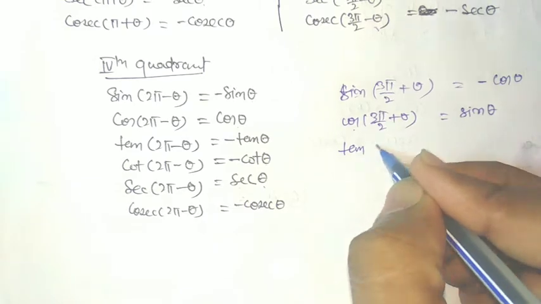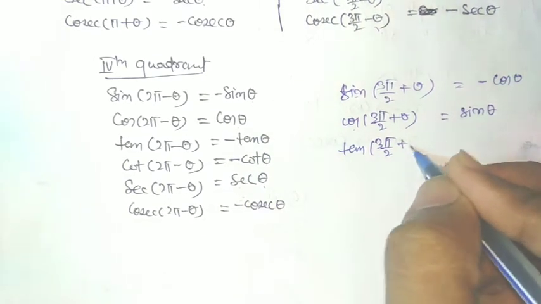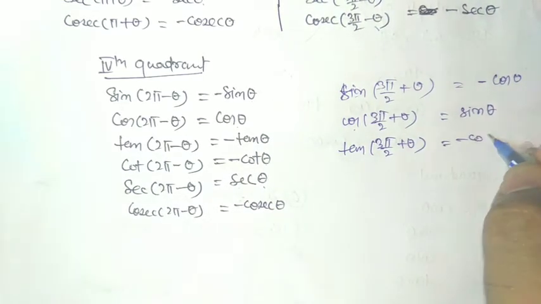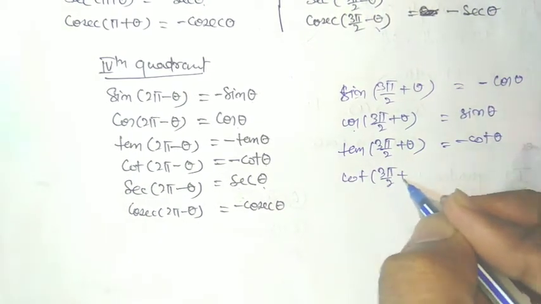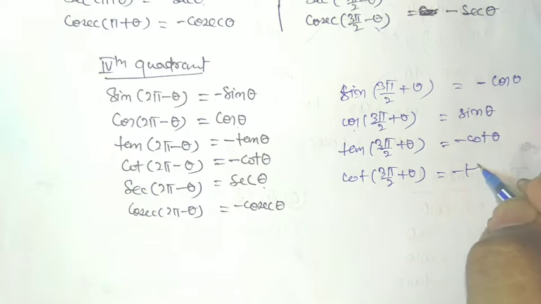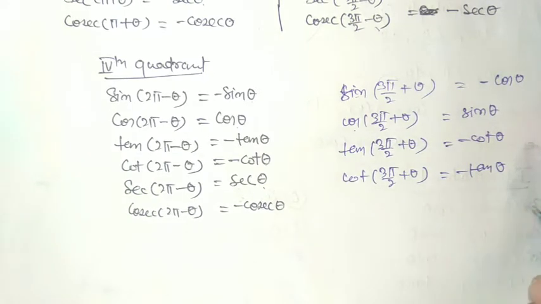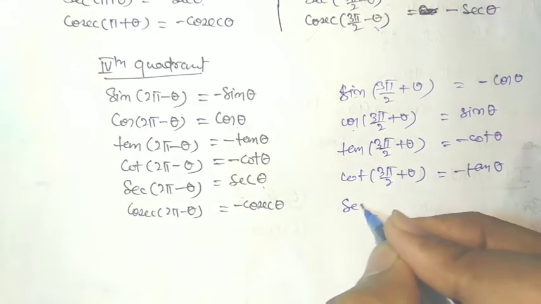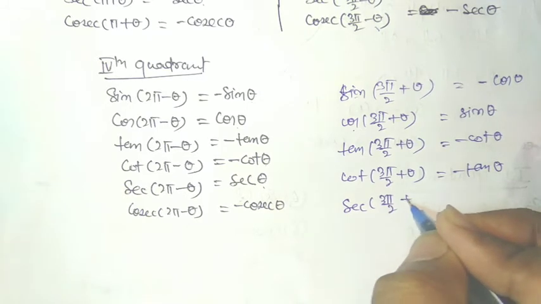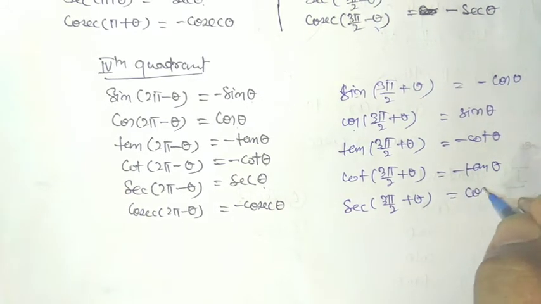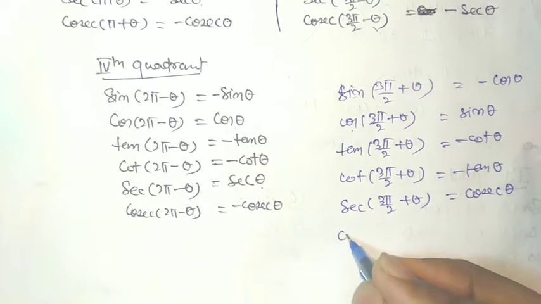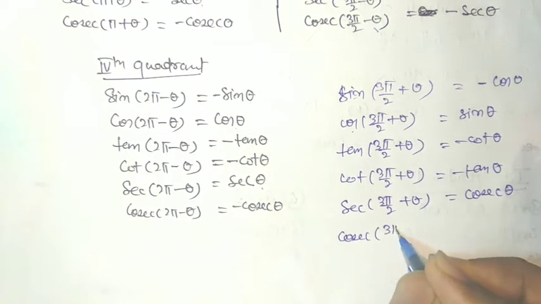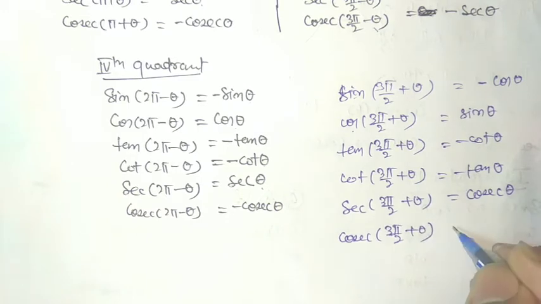Similarly, tan 3 pi by 2 plus theta is minus cot theta, and cot 3 pi by 2 plus theta is minus tan theta, and sec 3 pi by 2 plus theta is plus cosec theta, because sec is positive in fourth quadrant, and cosec 3 pi by 2 plus theta is minus sec theta.